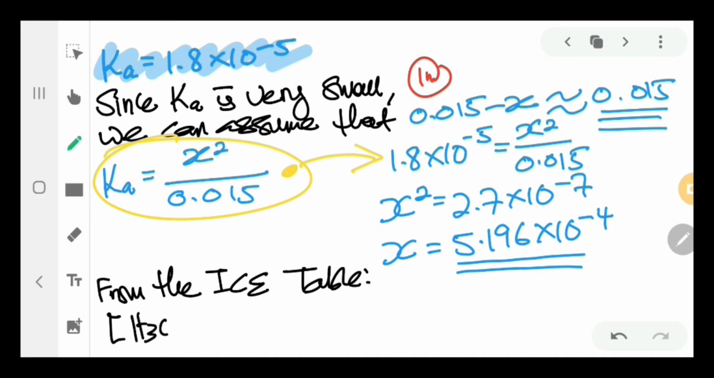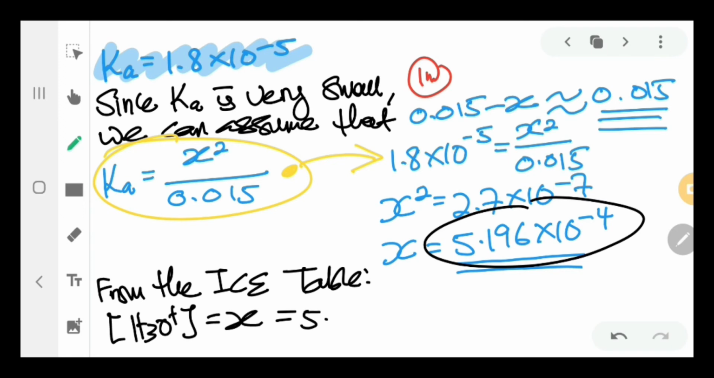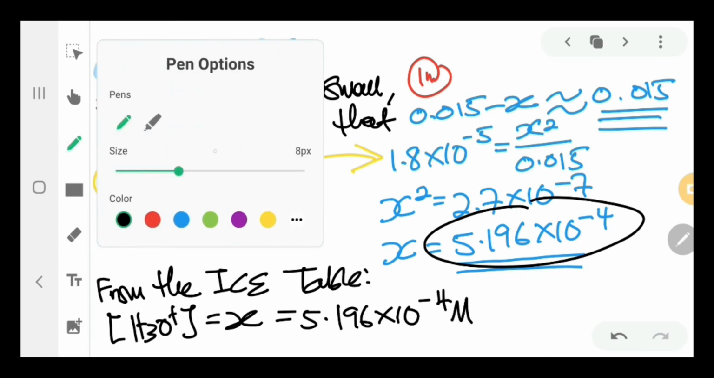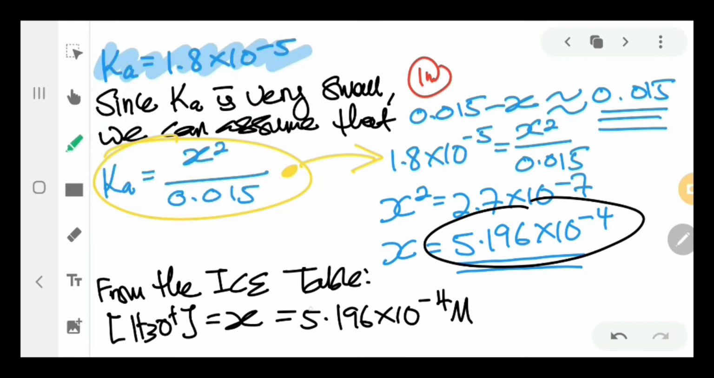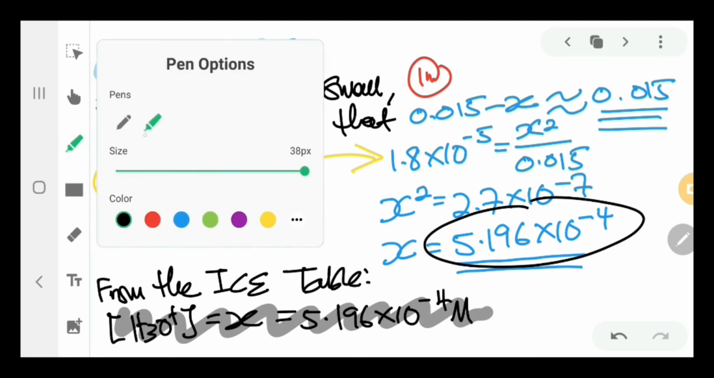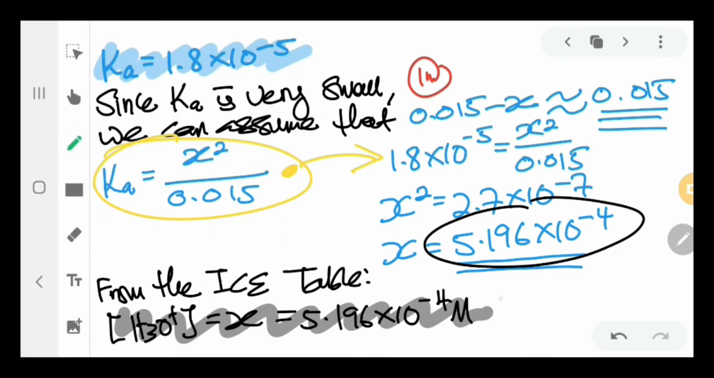Concentration of H3O plus is equal to x. And the x value now is 5.196 times 10 to the power of negative 4 molar. Now we have found the concentration of H3O plus. So you get another 1 mark right there.